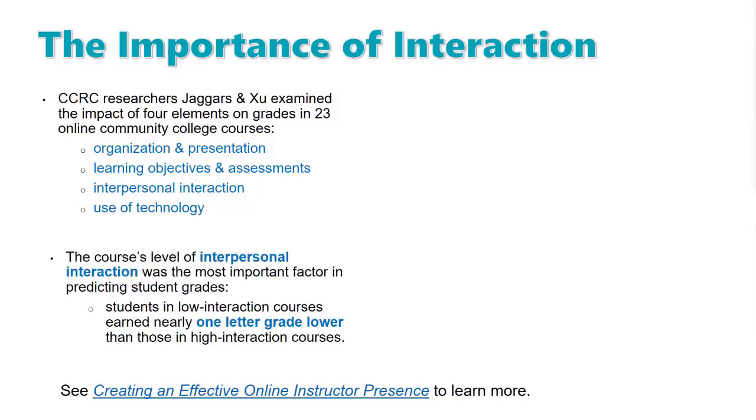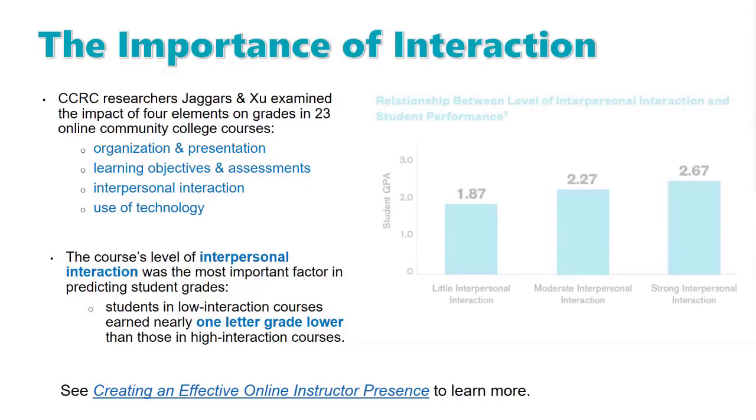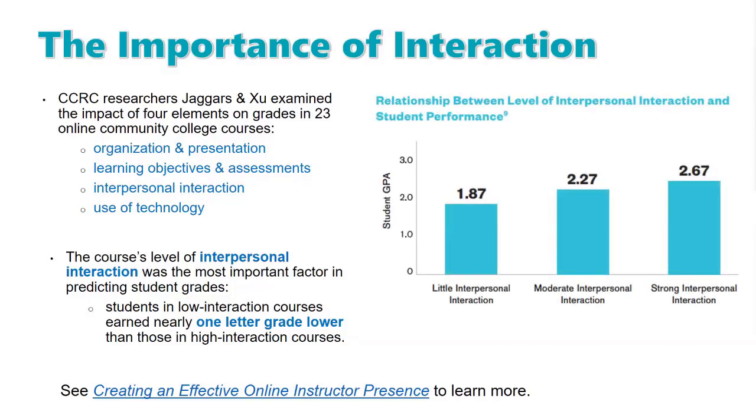And what they found was that interpersonal interaction was the most important factor in predicting grades. So students who were in a high interaction class did better. Students who were in a low interaction course earned about 1 letter grade lower than their peers in the higher interaction courses. And here is a chart from their study.